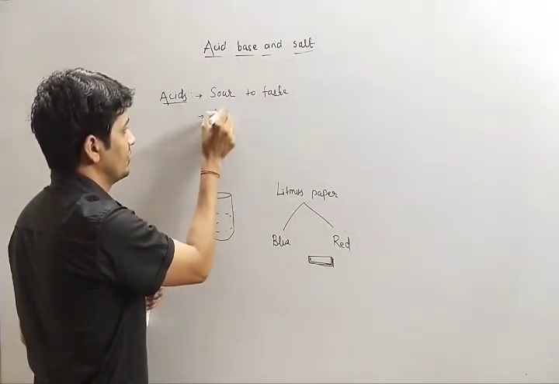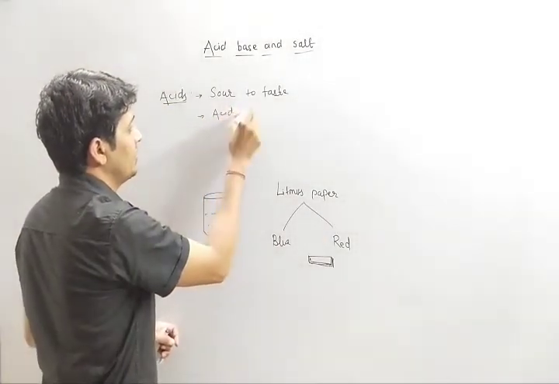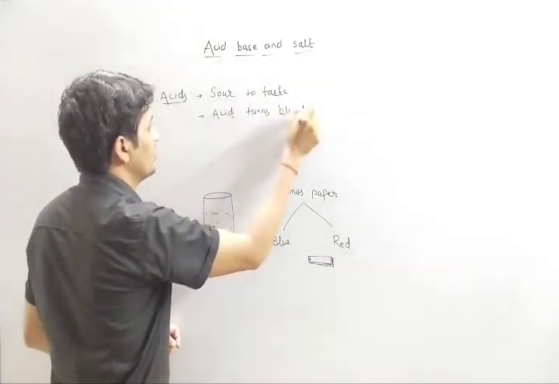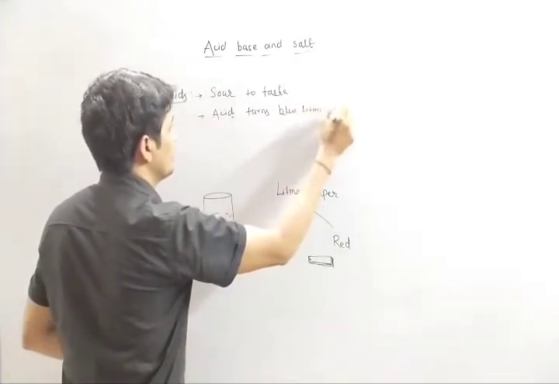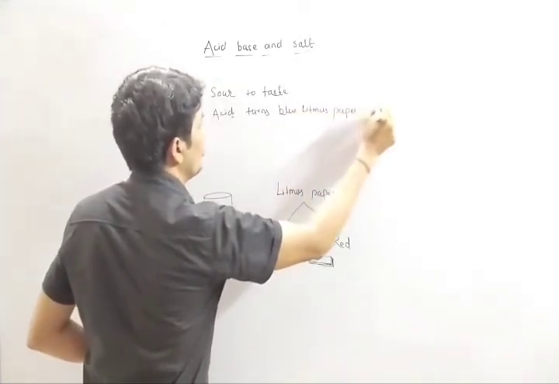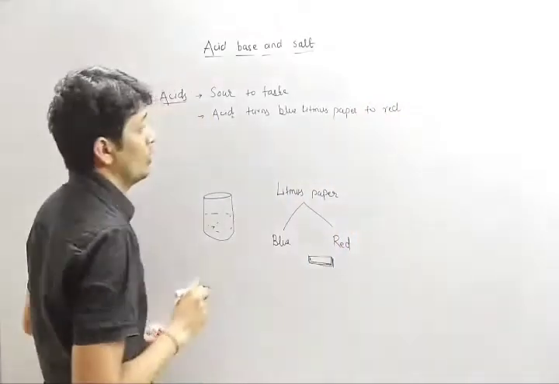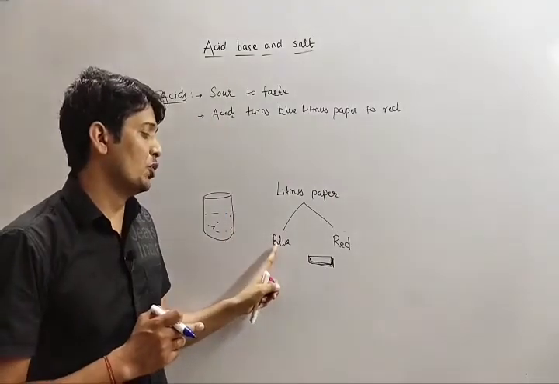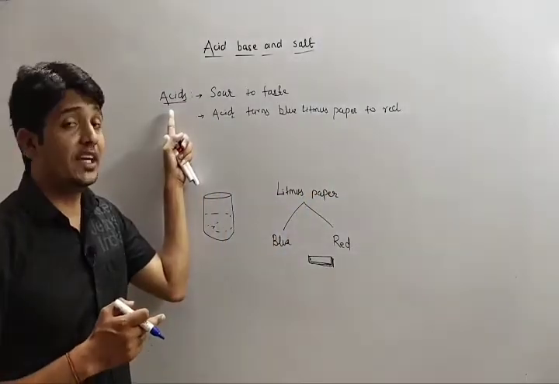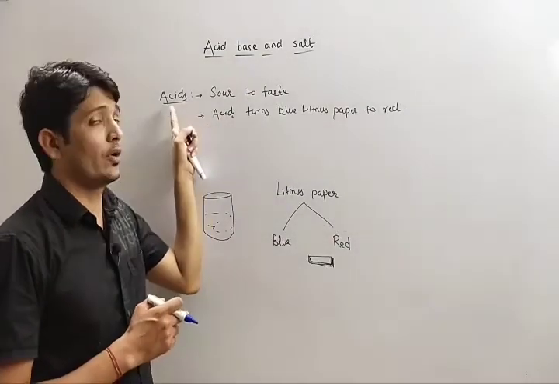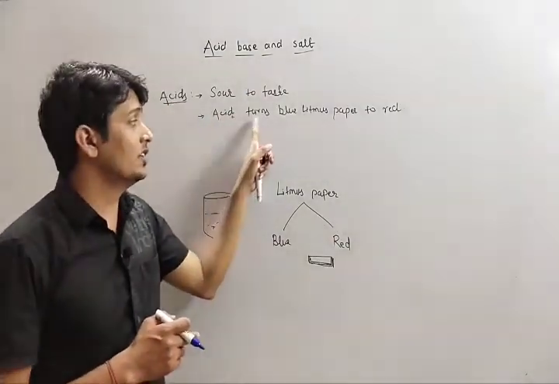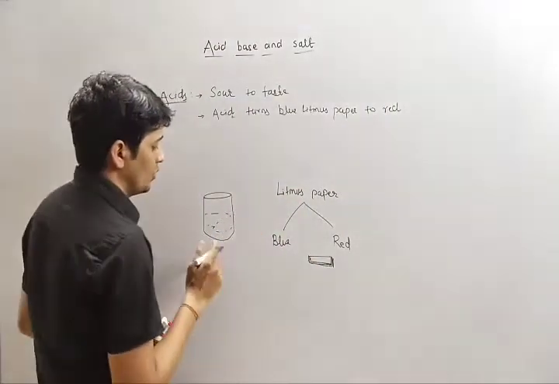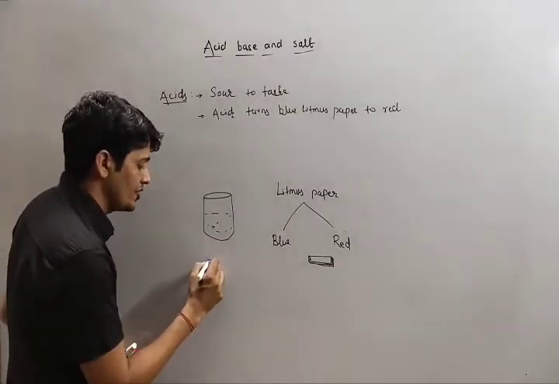Acid turns blue litmus paper to red. So we can say those substances that change the color of blue litmus paper to red are called acids. Okay, so this is the test for acid. Acid turns blue litmus paper to red. Then suppose we take the example of HCl.